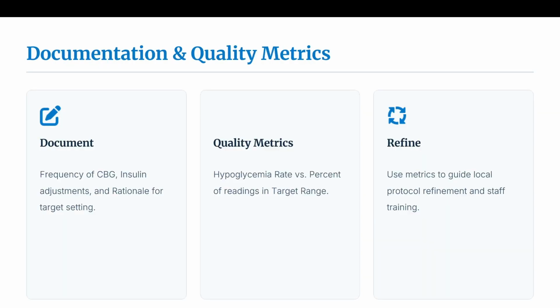Documentation is very, very important in the management of glycemic control, to prevent infrequent or irrational insulin therapy and any hypoglycemia or hyperglycemia. It is preferable for a single person to give the diabetic advice or insulin therapy advice for a single patient. Quality metrics: hypoglycemia rate and the percentage of readings in target range are required for quality metric analysis. Use metrics to guide local protocol refinement and staff training in your specific hospital.